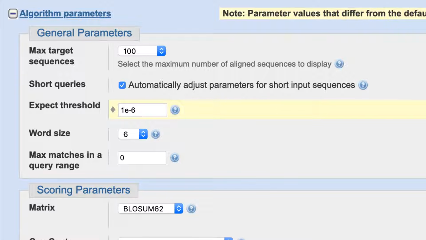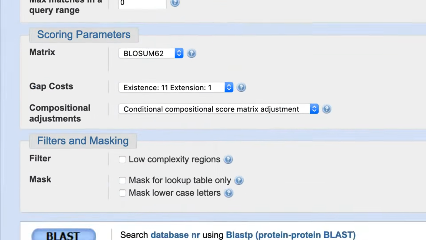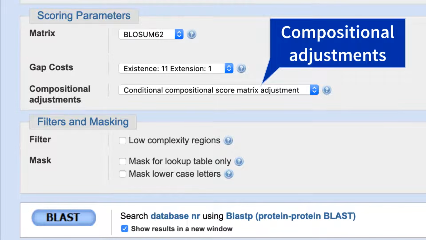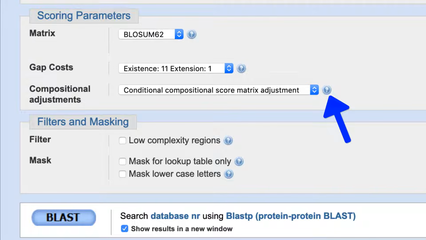Finally, since my example is in BLASTP, I will mention compositional adjustments. These statistical calculations are applied by default to provide more accurate e-values based on the amino acid composition of the two sequences being compared. Use the help icon to get further information and references.